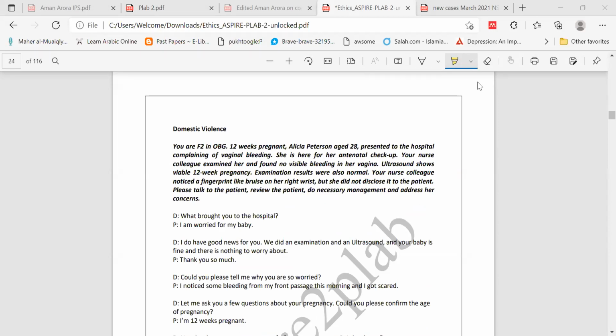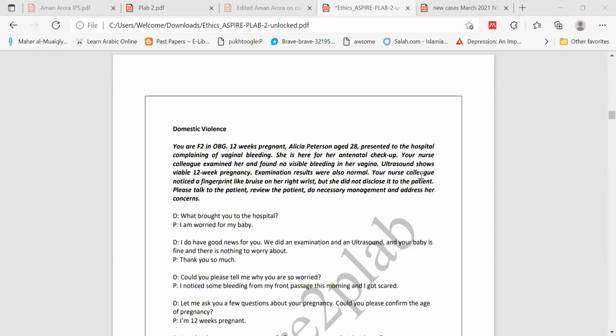Ultrasound shows a viable 12-week pregnancy. Examination results were also normal. Your nurse colleague noticed a fingerprint-like bruise on her right wrist, but she did not disclose it to the patient. Talk to the patient, review the patient, do the necessary management, and address her concerns.